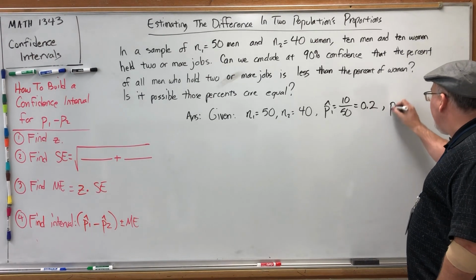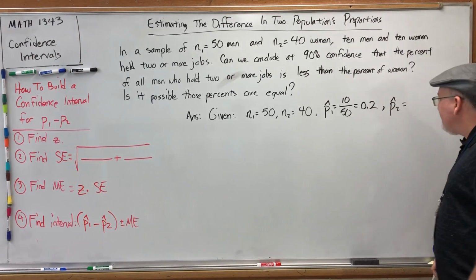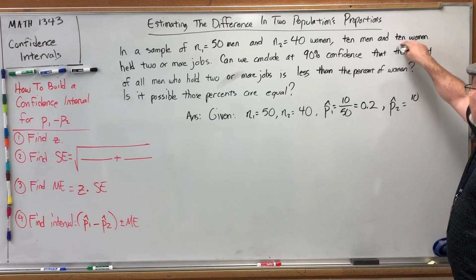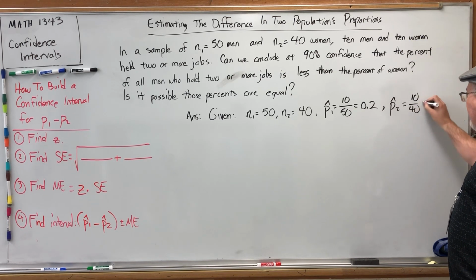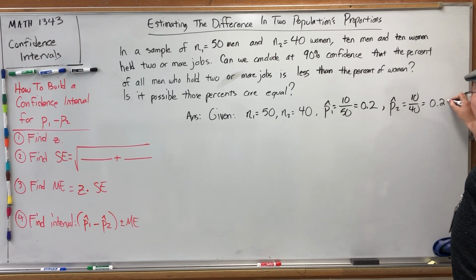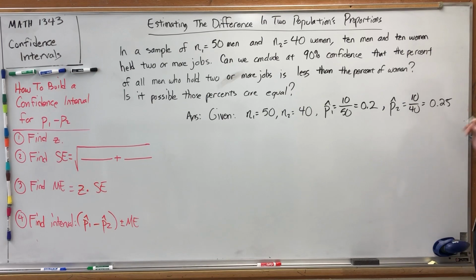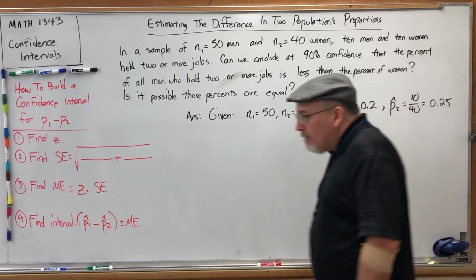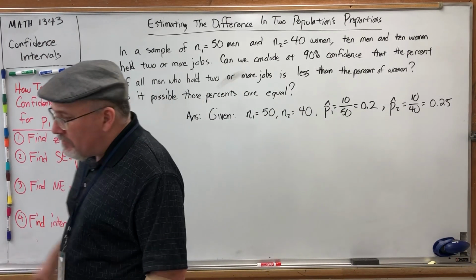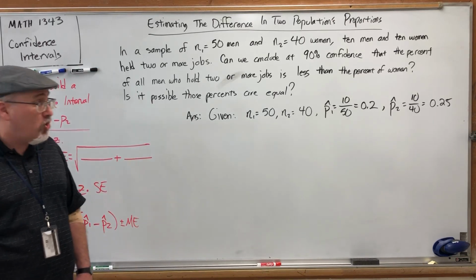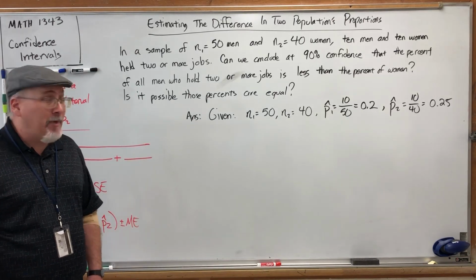And for the women, the percent of that sample that has 2 or more jobs is 10 women out of 40, which is exactly 0.25. So in this sample, 20% of the men had 2 or more jobs, but 25% of the women. Does this mean that more women hold 2 or more jobs than men? Well, in this sample, yes, but is it strong enough to say this for the entire population?